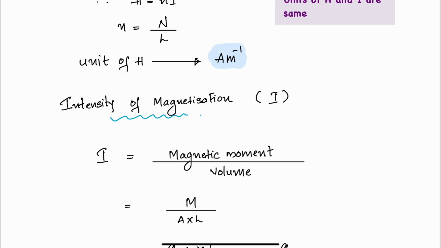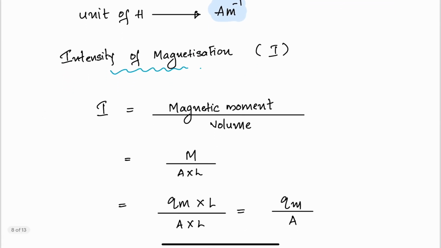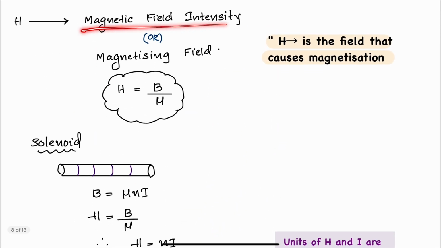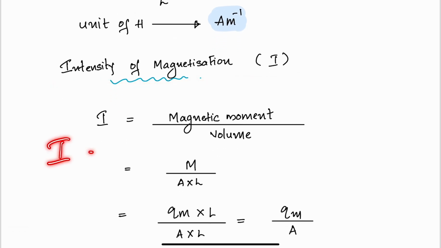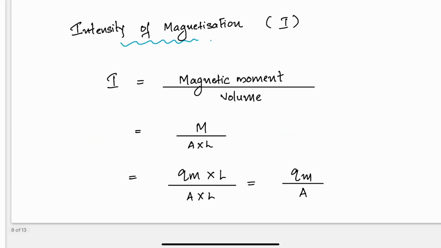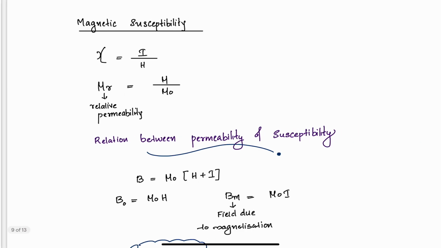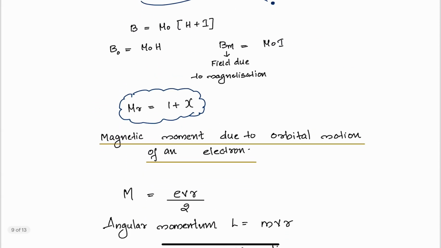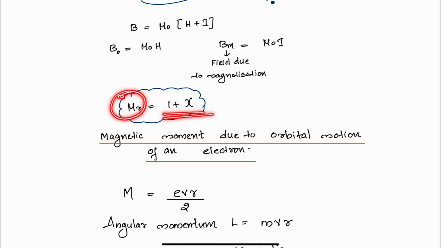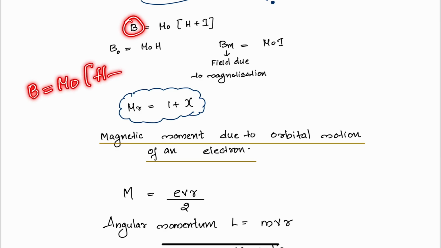The unit of H is ampere per meter. This is magnetic field intensity, and what is intensity of magnetization? I is equal to magnetic moment by volume, which becomes Qm by A. Magnetic susceptibility is I divided by H, that is intensity of magnetization divided by magnetic intensity. Relation between permeability and susceptibility: relative permeability is 1 plus susceptibility, and magnetic field B is equal to mu 0 into H plus I.